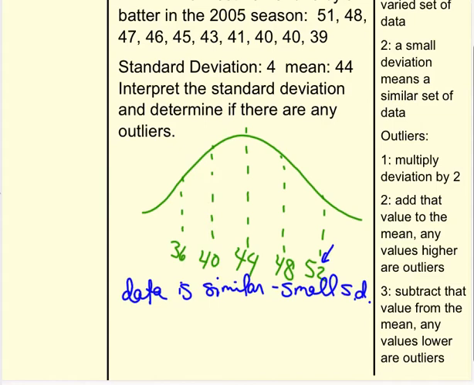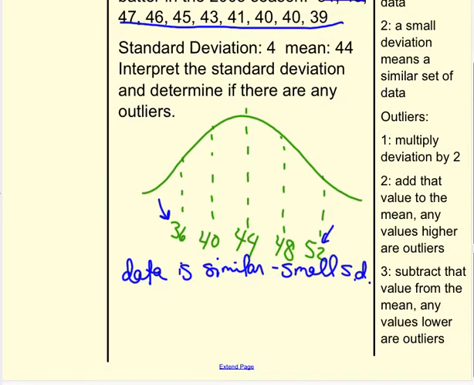So then we take 8 and we subtract it from the mean, which gives us 36. Do we have any data values lower than 36? Again, no, looking at our list of data values up here. So we have no outliers in this data set.